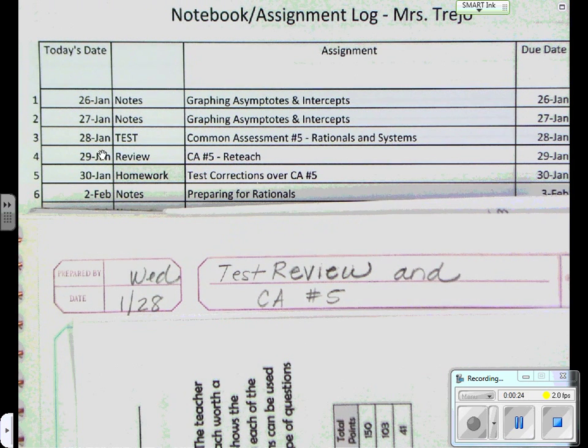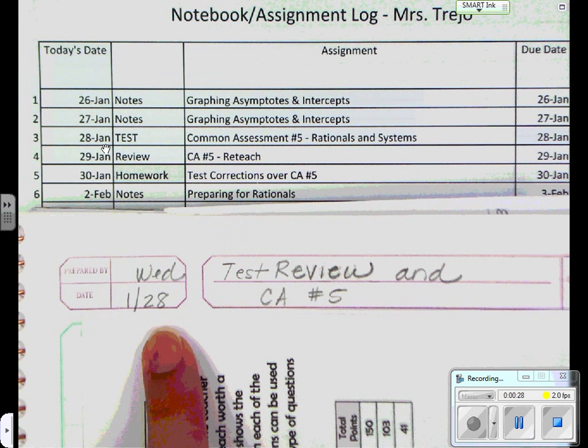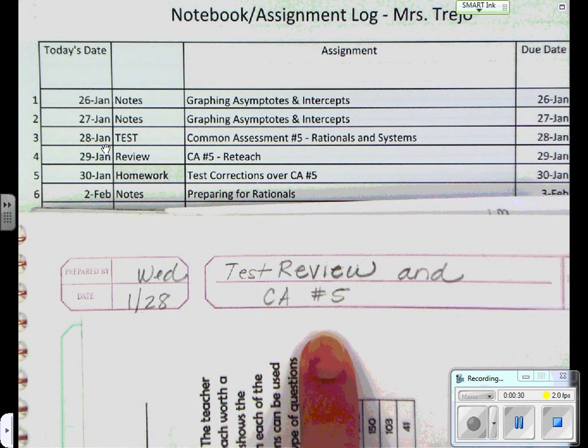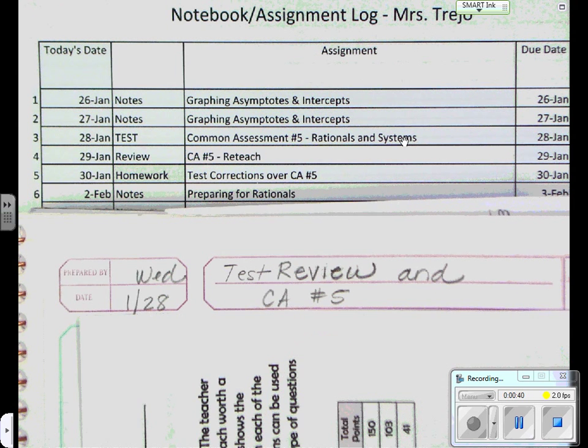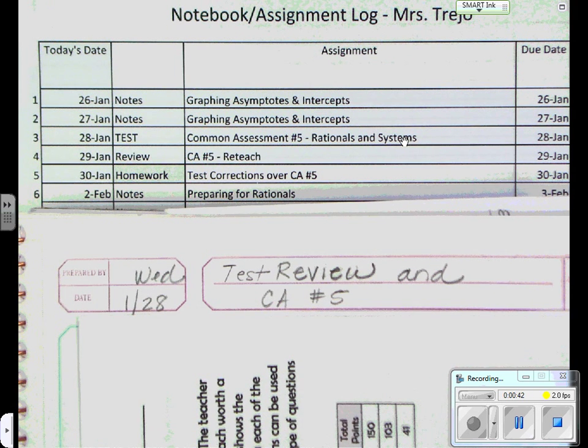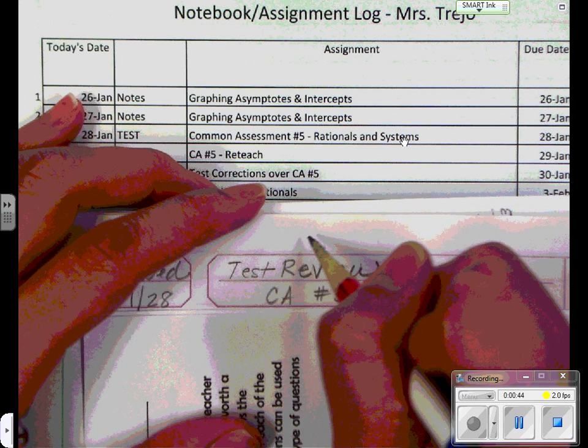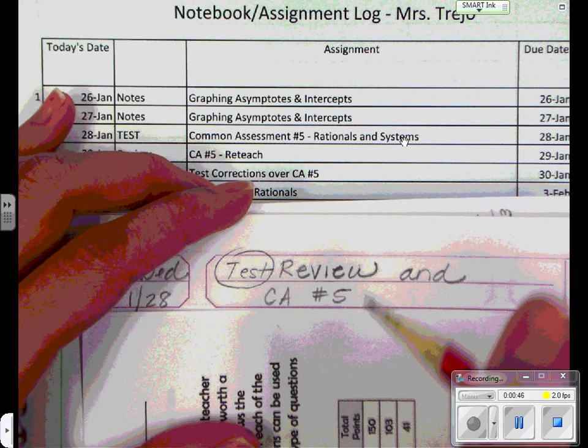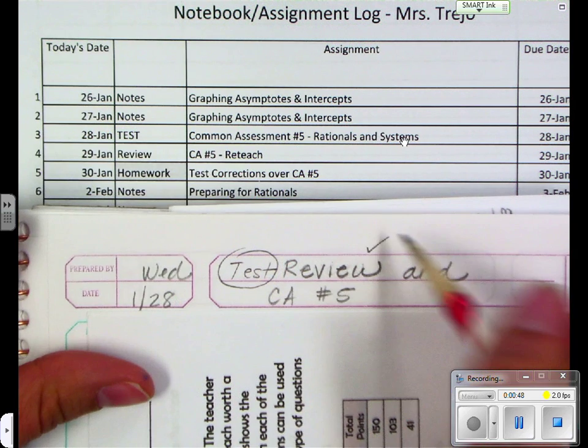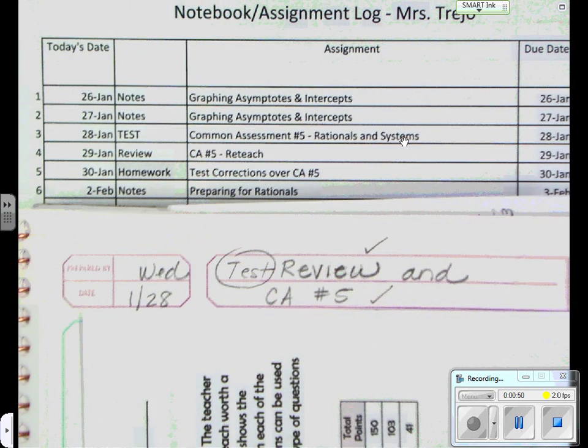I'm going to start with the test. At the very top you should write Wednesday, January 28th, and then write the title that we have in our assignment log. The assignment log says January 28th, it's a test, and you have the common assessment number 5 on rational systems. So at the very top I'm going to write test, and then we also did a test review and your common assessment number 5. You actually took the test.